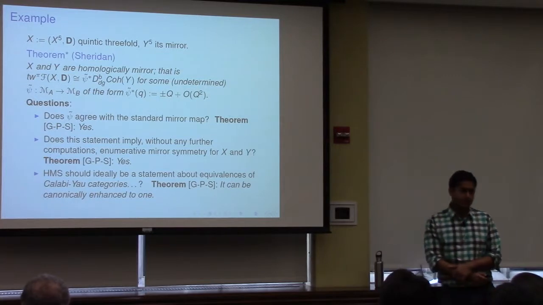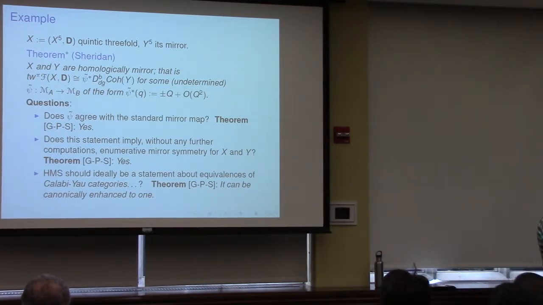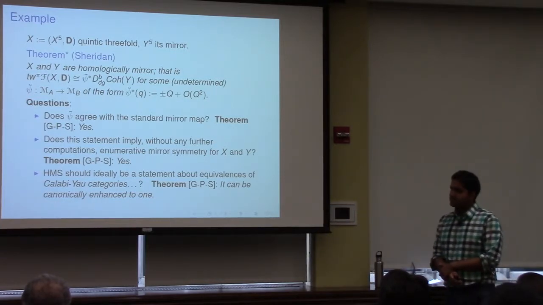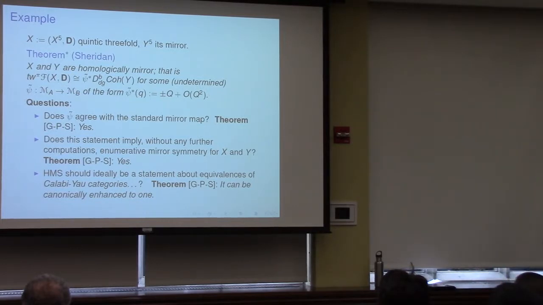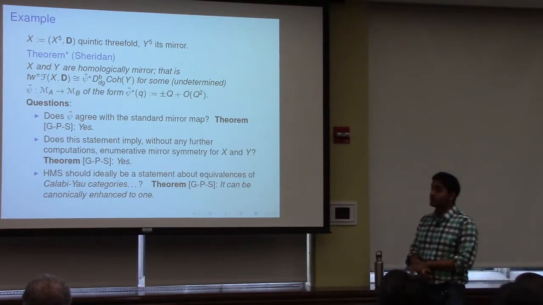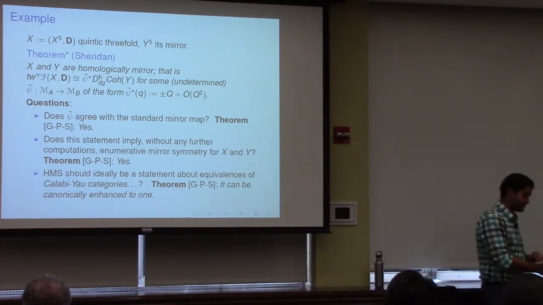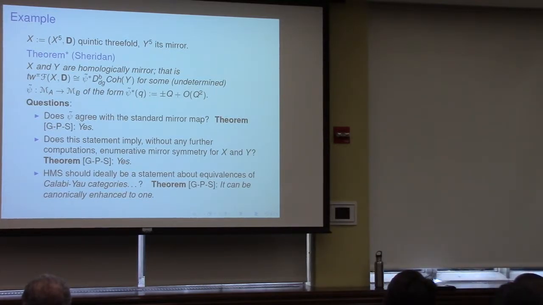The answer to the second question is also yes, the statement implies, without any further computations, enumerative mirror symmetry. And the answer to the third question or remark is, in fact, in this setting, homological mirror symmetry can be canonically enhanced to an equivalence of Calabi-Yau categories. So I'll talk more about the first two, and then, time permitting, I'll say something about the last point.